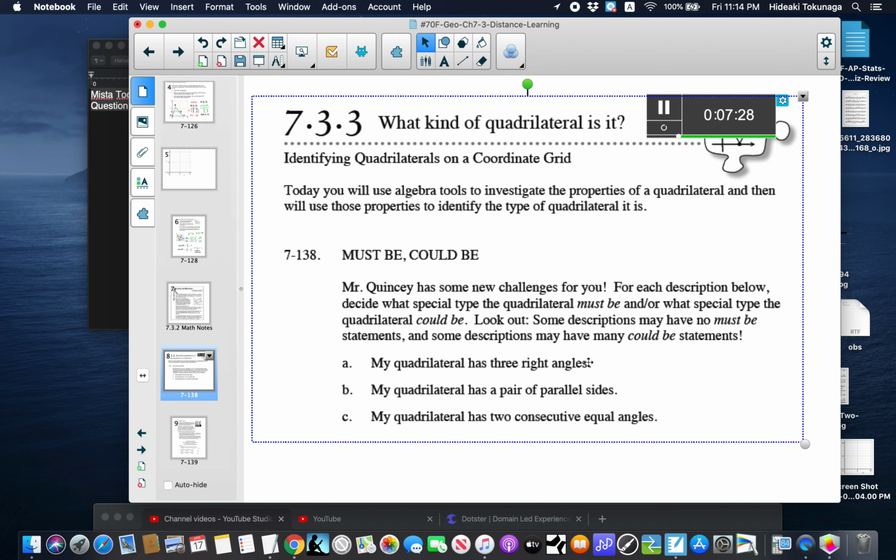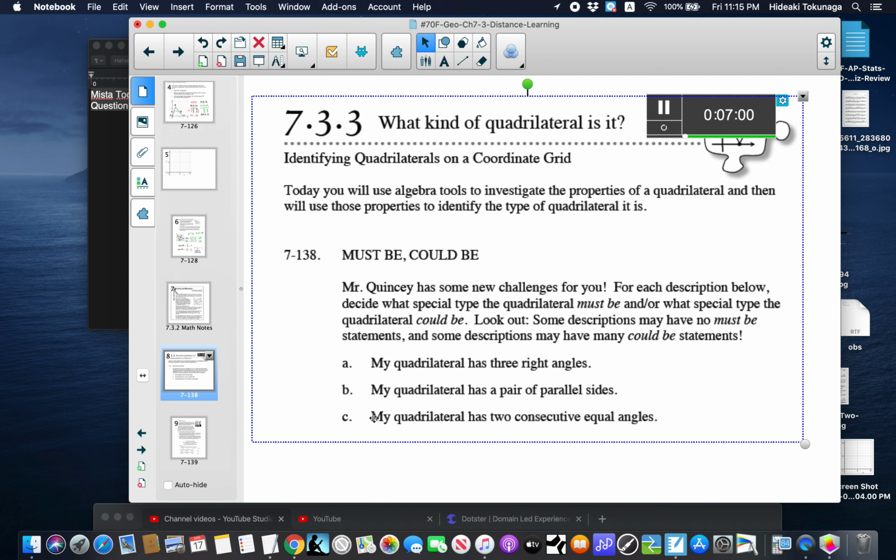It could be a rectangle because it could be 90 degrees each, like what I said on question A. And a rectangle with 4 congruent sides could be a square. But it must be a parallelogram. Okay, that's letter B. Letter C.